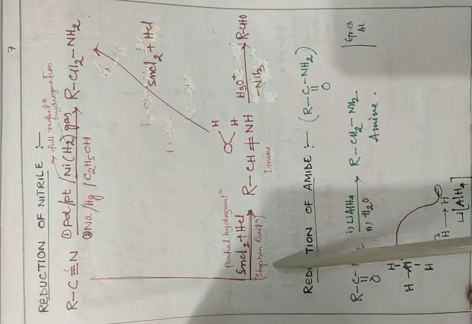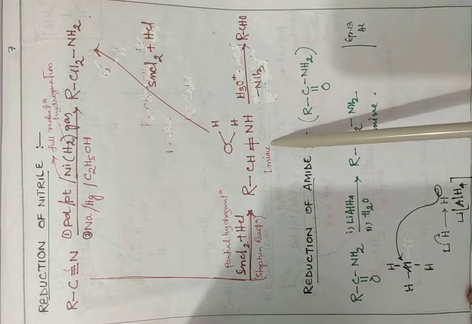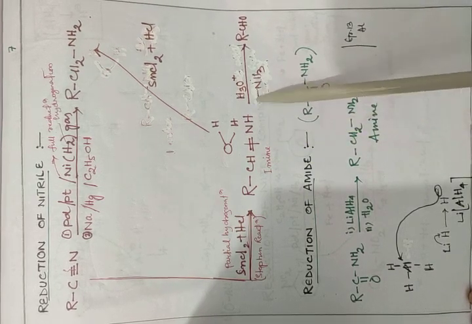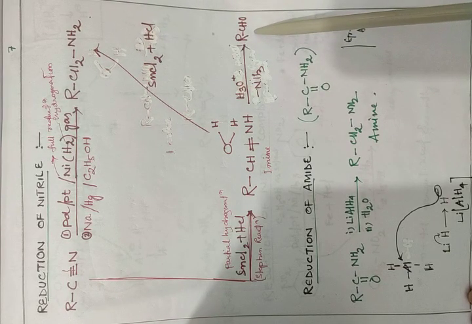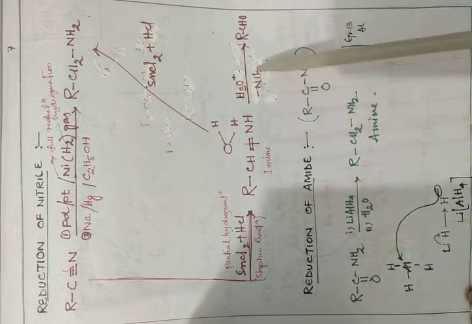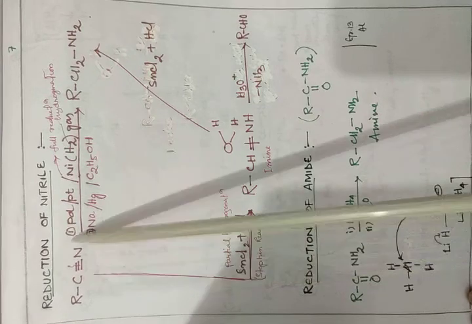This one we already studied in Stephen reduction. At that time the imine is formed, and then from this imine we do hydrolysis by using hydronium ion, then we will get the aldehydes. Now the next one: in this nitrile we do reduction by using stannous chloride and HCl, partial hydrogenation, then the imine is formed, and from these imines we do hydrolysis using water, forming this product only. So this is the reduction of the nitrile.